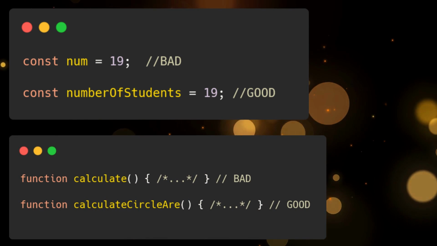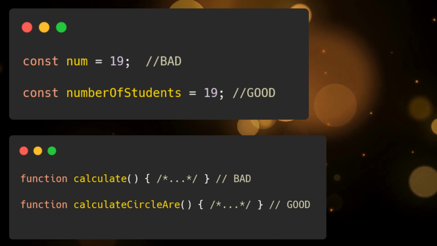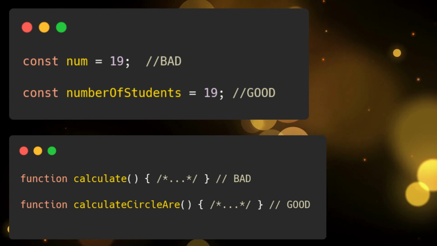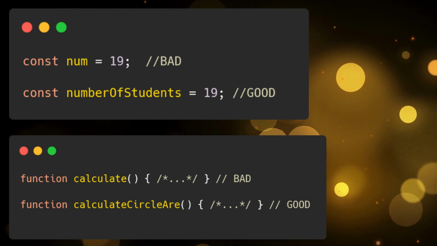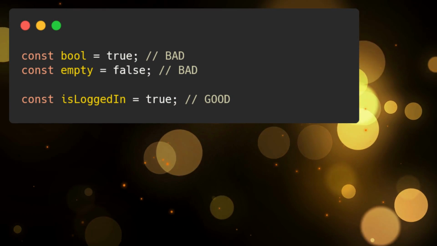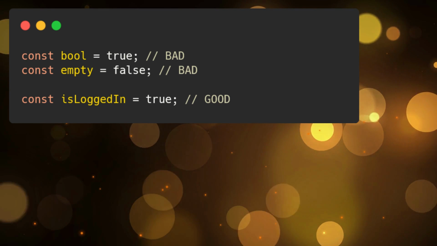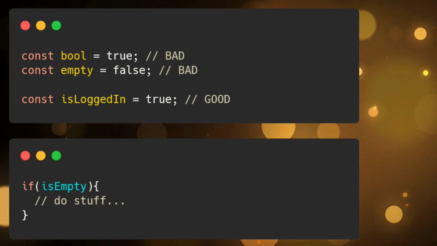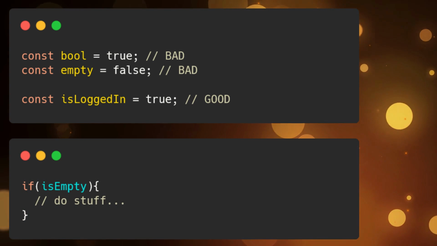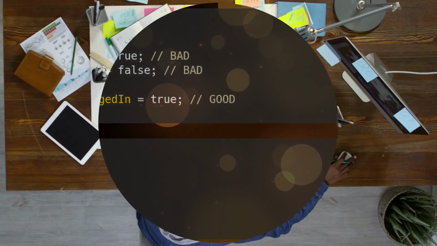Instead of naming a function calculate, use a name that accurately describes what this function calculates, such as calculate circle area. Instead of naming a Boolean variable bool, or empty, we should use a descriptive name such as is logged in. Moreover, this looks nice inside of an if statement, like if is empty.